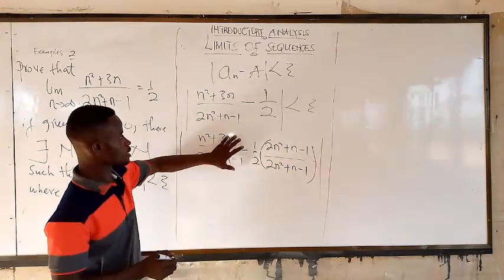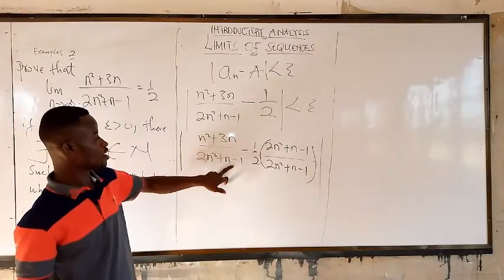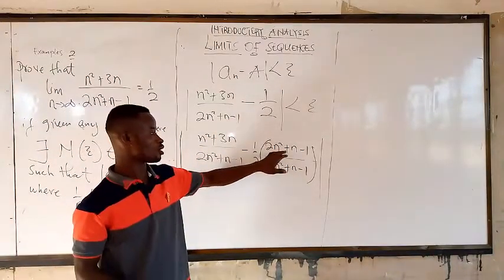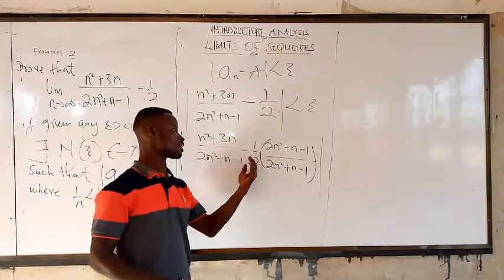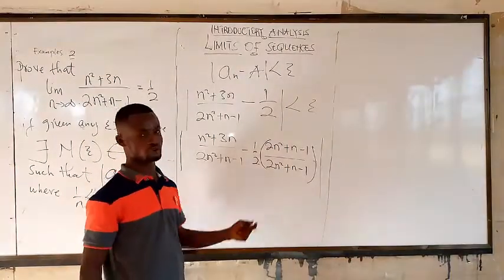This is the same as what is here. Then what we have down here, we multiply this by what? By repeating this on top and the bottom. That is both the numerator and the denominator.